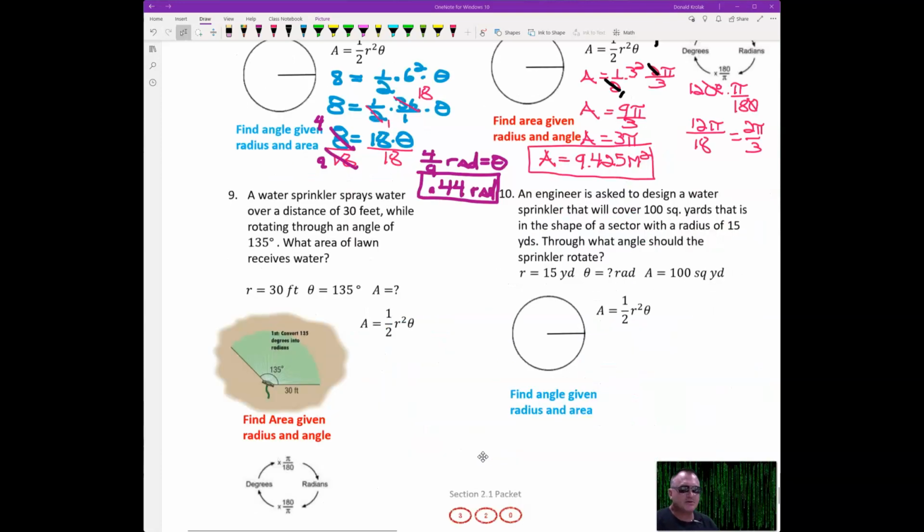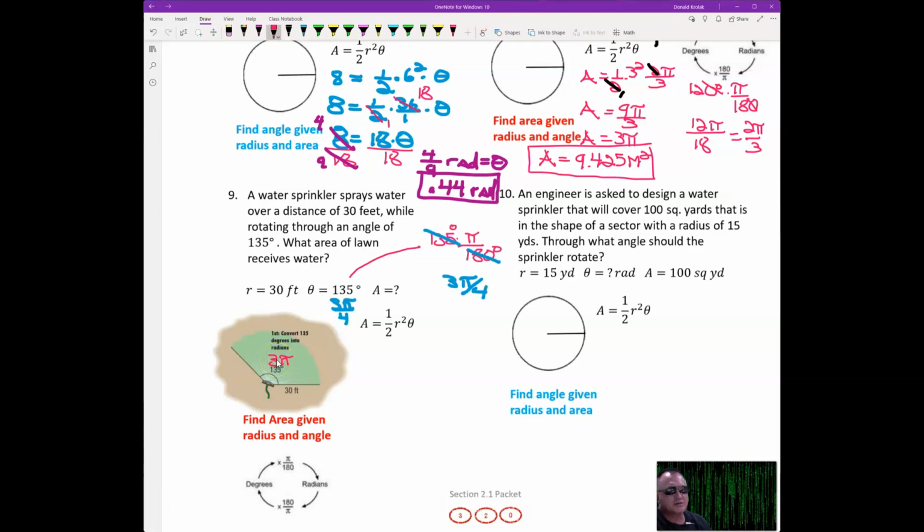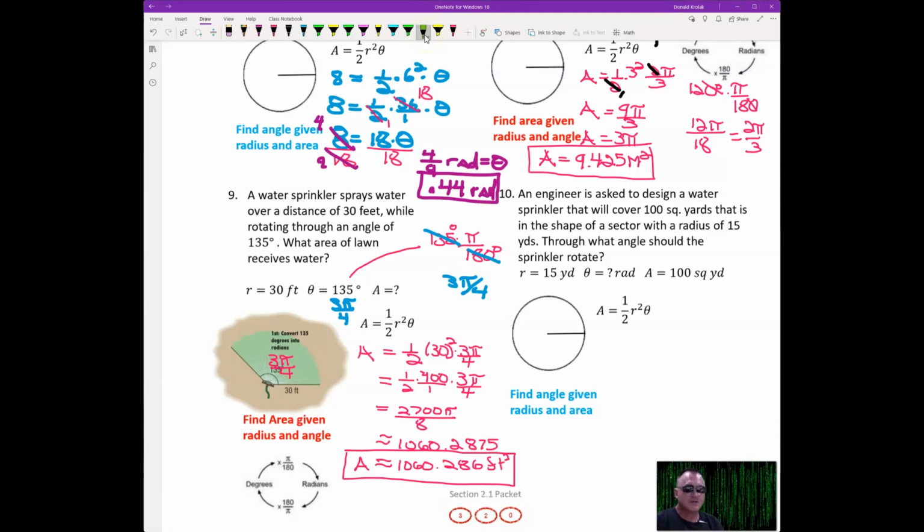Okay, the last 2 are no different than the previous ones, except you're given a description of it in terms of a word problem. So a water sprinkler sprays water over a distance of 30 feet while rotating through an angle of 135 degrees. So before we do anything, we're going to convert this 135 into radians. So our angle here is the same as 3 pi over 4. Now we substitute it into our area formula, and there we are substituted in and simplified.